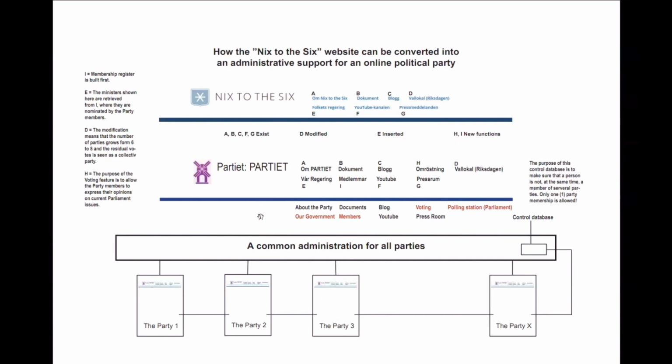The first feature to be developed is the membership register, that is, a membership database. The second feature is voting, which allows the party members to express their opinions on current parliament issues. This feature is added last. All websites are checked by a control database. The purpose is to make sure that the person is not, at the same time, a member of more than one party. So only one party membership is allowed.